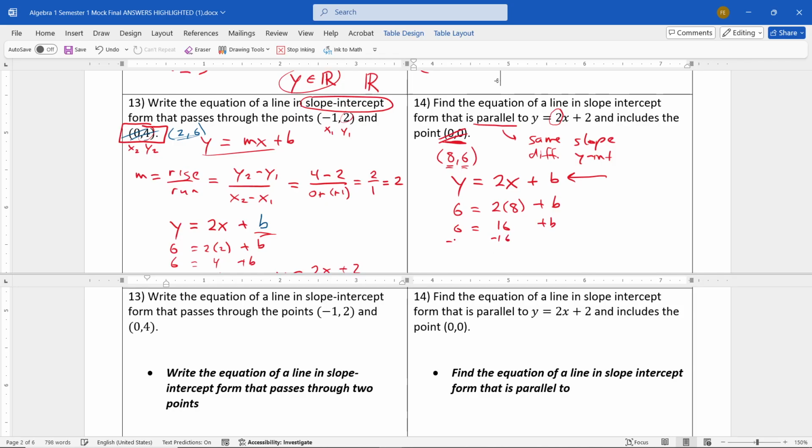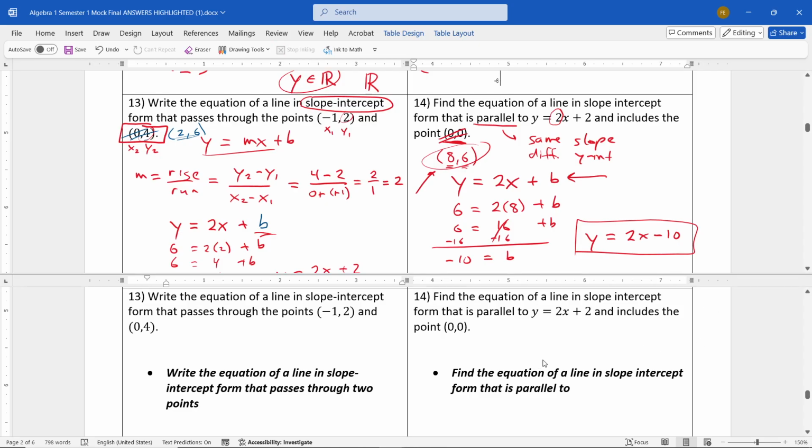Subtract 16 to both sides. And now you can see that 6 minus 16 is negative 10. So our y-intercept b is negative 10. And therefore, the equation that would be parallel to this one, but goes through (8, 6), would be y equals same slope of 2, but different y-intercept of negative 10. So that would be the answer if they said it goes through (8, 6).